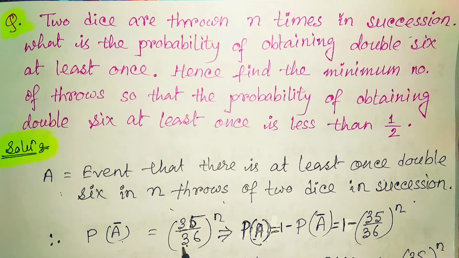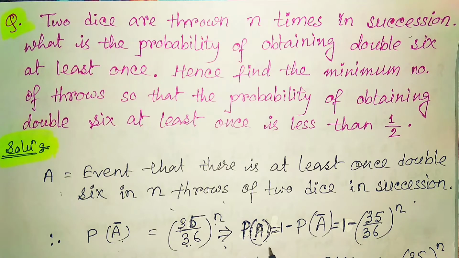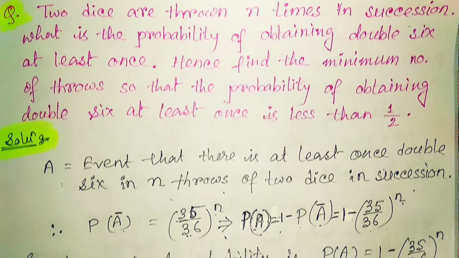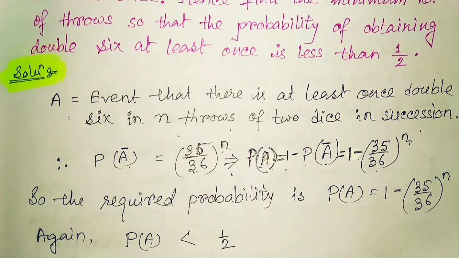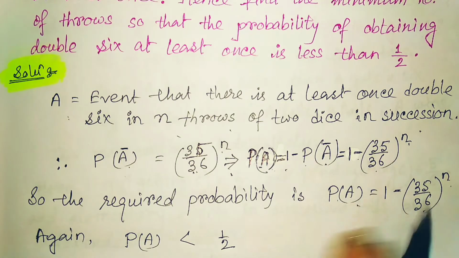So the remaining 35 sample points are not favorable to the case that both the dice show 6. So if it is thrown n number of times, then the probability of A complement should be (35/36)^n. So that will imply probability of A is equal to 1 minus probability of A complement. So that is 1 minus (35/36)^n. So the required probability P(A) is 1 minus (35/36)^n.